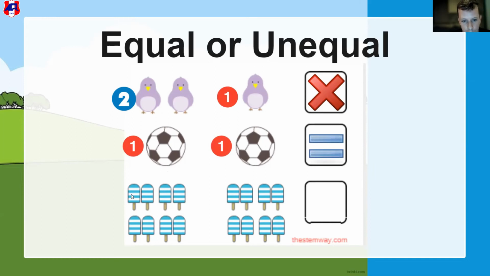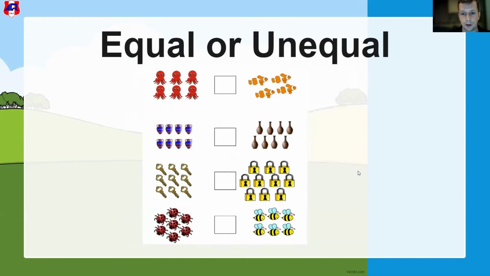Okay, this one is a little bit more difficult. Let's take a look. 8 popsicles on this side and 8 popsicles on this side. So 8 and 8, the same number. So equal. Okay, very good. Good job. Let's go to the next one. We have a few more.